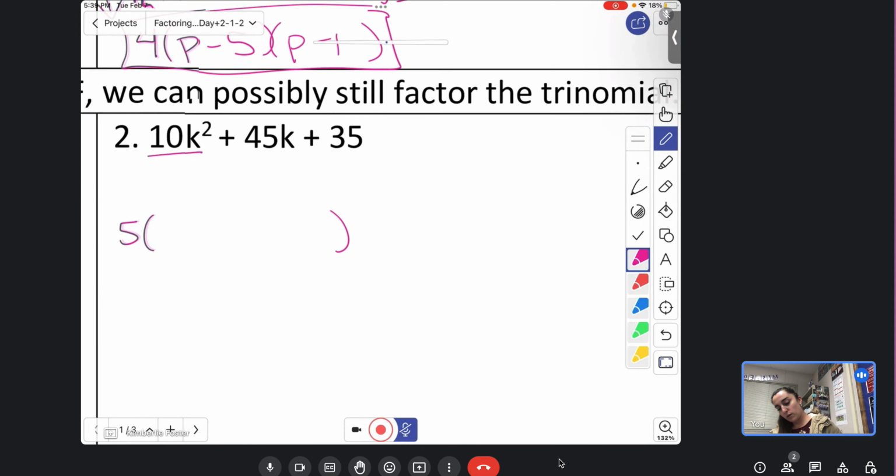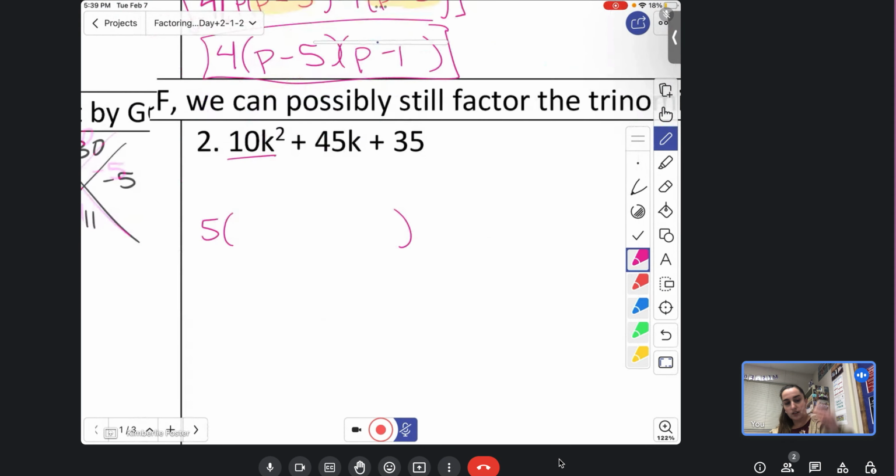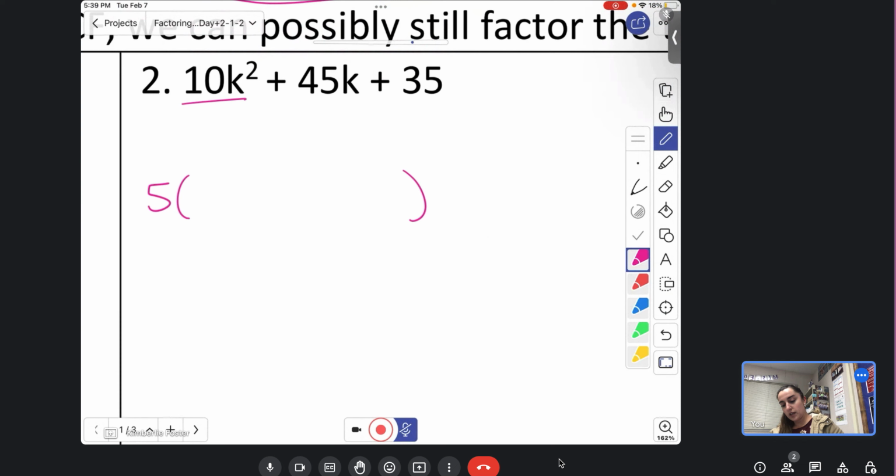This is kind of like our warm-up question that I did. That 5 is just going to come down all the way to the end. So I'm dividing everything by 5. So I should be left with 2k squared plus 9k plus 7. We like factoring out a 5. Would you rather work with 10, 45, and 35 or 2, 9, and 7? I would rather work with 2, 9, and 7.